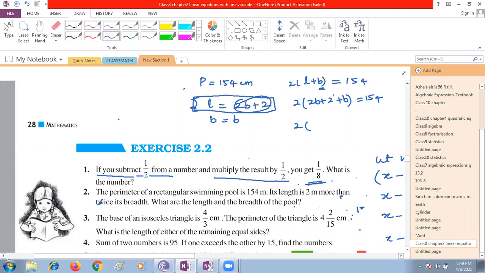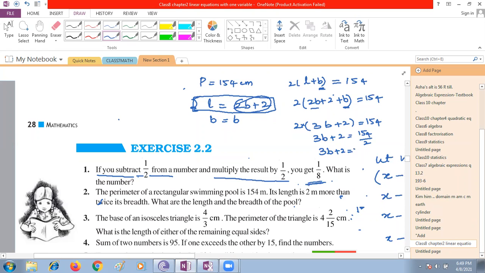Now 2B plus B is nothing but? You just see the like terms, children, like variables. 2B plus B is nothing but 3B, plus 2 is equal to 154. Now, this 2 is multiplied. If you transpose it to the other side, what does it become? It comes under division. Half of 154. 3B plus 2 is equal to half of 154. How much? 70.